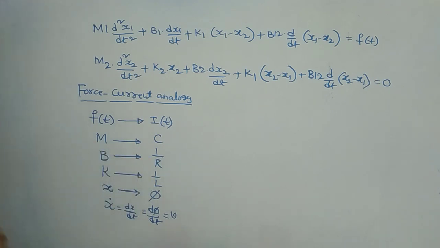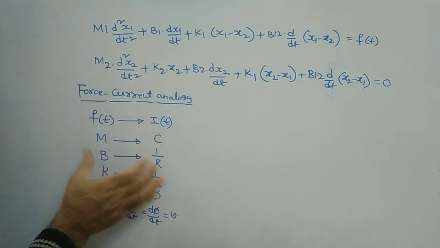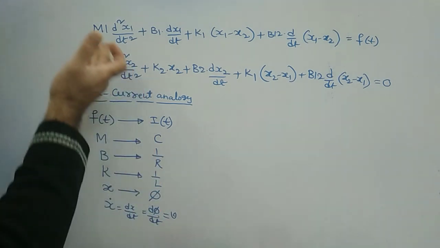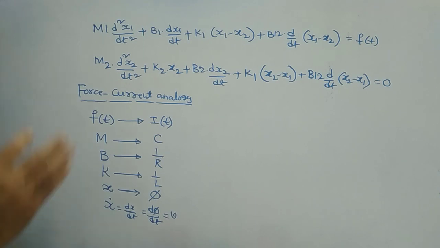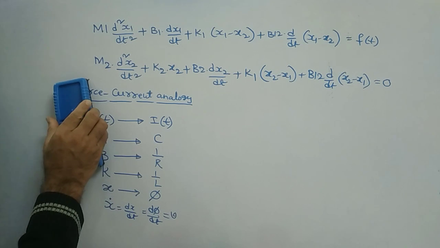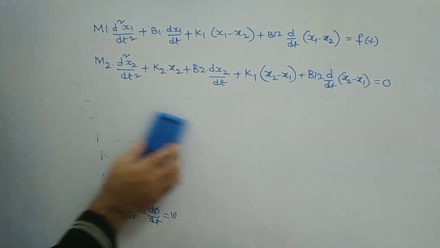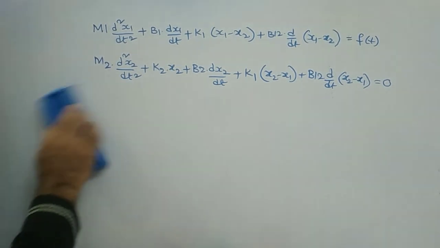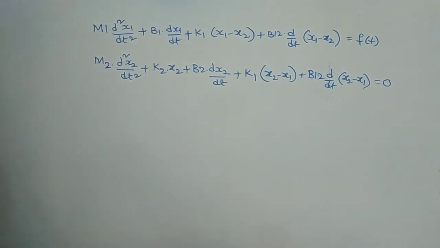B corresponds to your 1 by R. Obviously it is conductance. K is equal to 1 by L, X is equal to phi, X dot is equal to V. So now what we have to do is substitute all these electrical equivalents for the given mechanical elements in these expressions. That's it. Remember that it is not required to apply any Laplace transformations here, because we are not finding any transfer function. That is not our objective here. Our objective is to draw the electrical network only for the given block diagram.